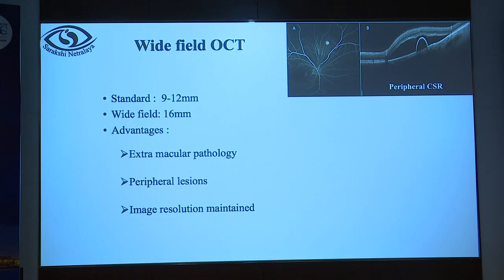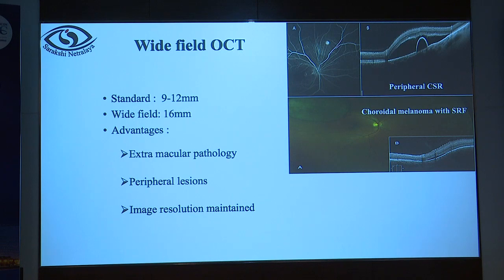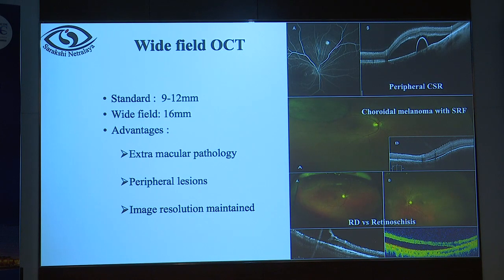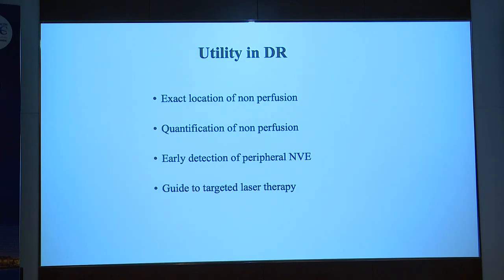The system offers us the advantage as well of a wide field OCT. In standard OCTs, we get a section of 9 to 12 millimeter, while in a wide field here you get a 16 millimeter, and so you can pick up extramacular pathologies like choroidal melanoma or an RD versus retinoschisis. I would be subsequently elaborating on the cases I will be showing.